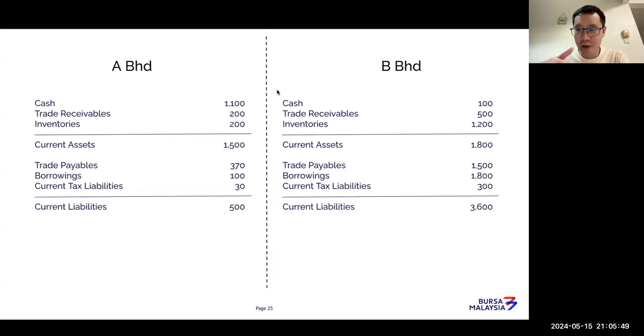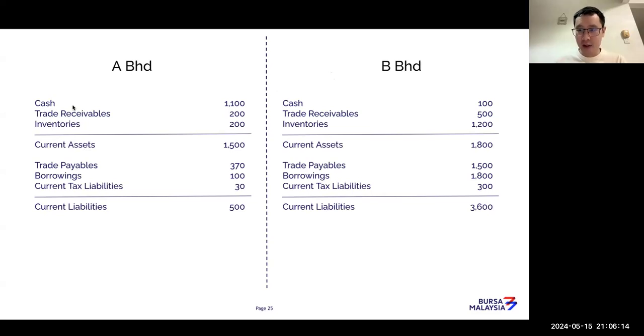Now, we're going to do the A/B testing again. So look at the screen. We have A Berhad, B Berhad. So from here, let's start with A Berhad. This is current assets, 1,005. Now, look at all the composition of the current asset.